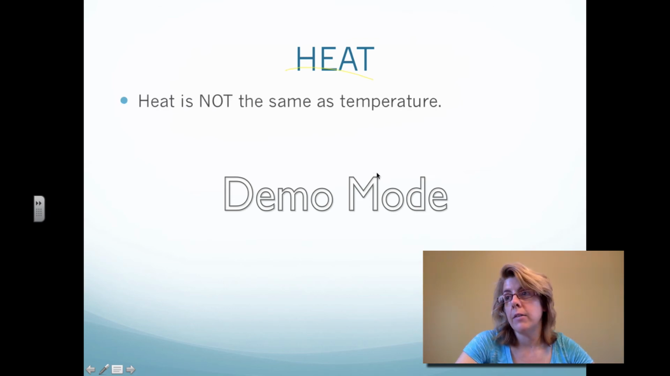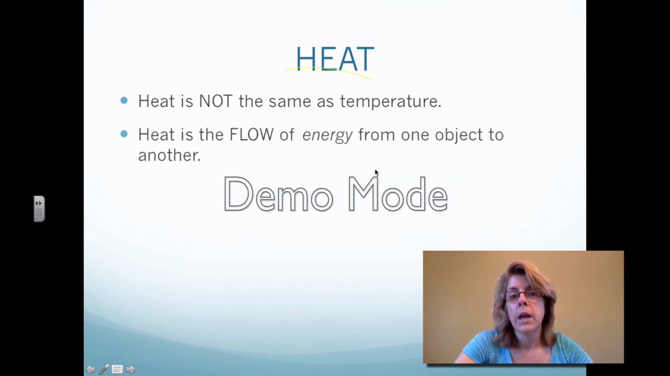Well, heat is not temperature, duh, okay? We know that now. Heat is the flow of energy. So you may notice, like right now, I'm touching a tabletop and it's kind of cold. This room is cool. It's not as warm outside because it's kind of early in the morning. So my warm hand is touching the cold tabletop.